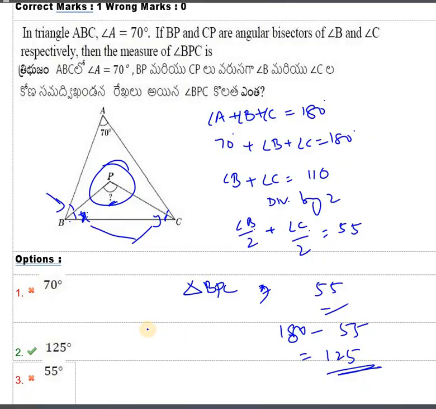125. Clear? So again I will explain. In the smaller triangle, this is the smaller triangle. Here you are having B. Here you are having C. Here we are having P. This we have to find.